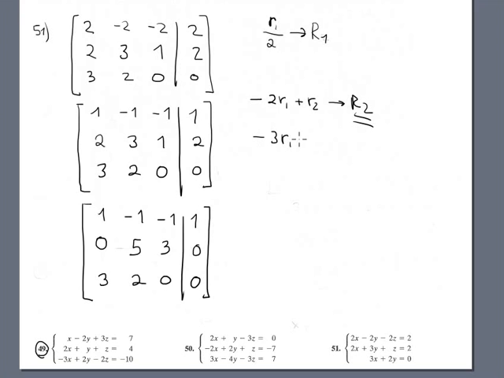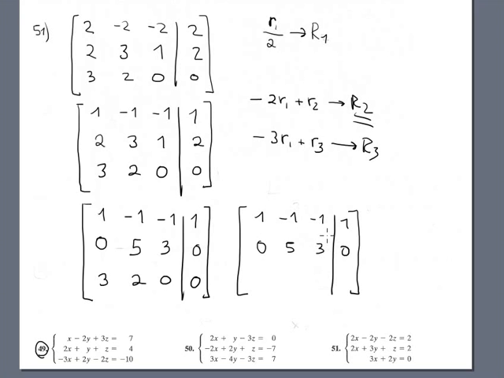negative 3 R1 plus R3 stored in R3 because I need 0 here. Okay, let me copy again, rows 1 and 2. Okay, doesn't change. Negative 3 times 1 is negative 3 plus 3 is 0. Negative 3 times negative 1 is positive 3 plus 2 is 5. 5 here. Negative 3 times negative 1 is 3 again, and 3 plus 0 is 3. And negative 3 times 1 is negative 3 plus 0 is negative 3.